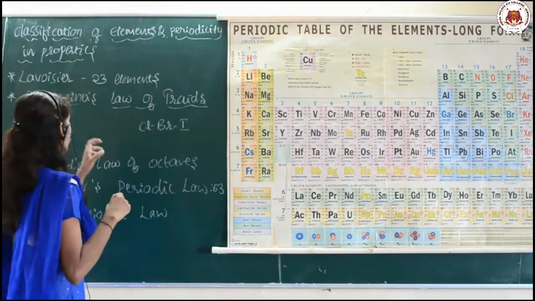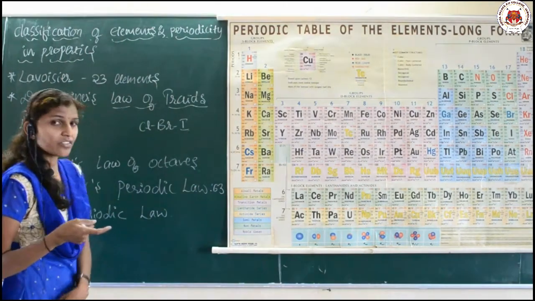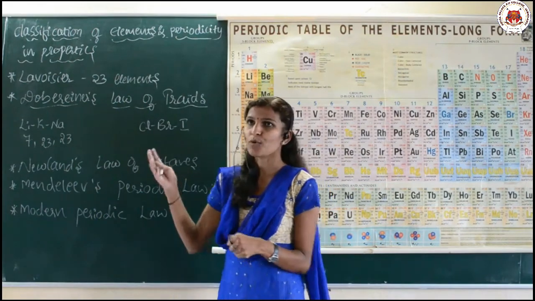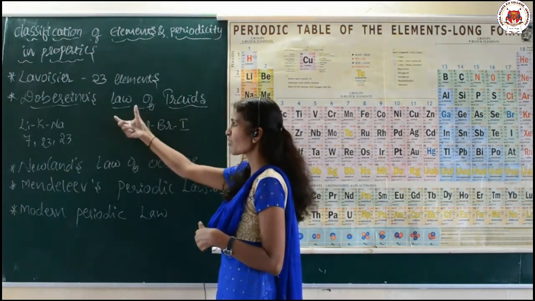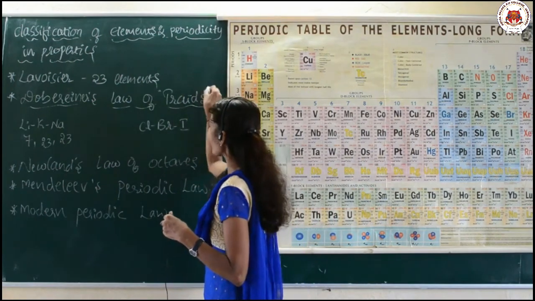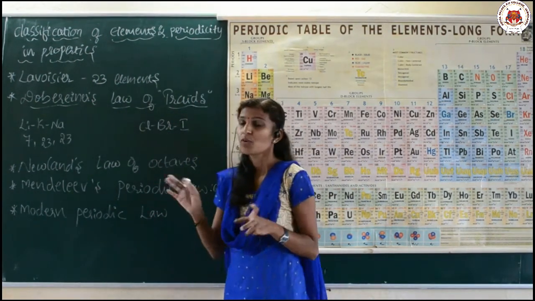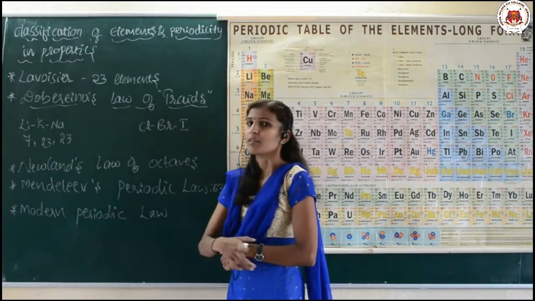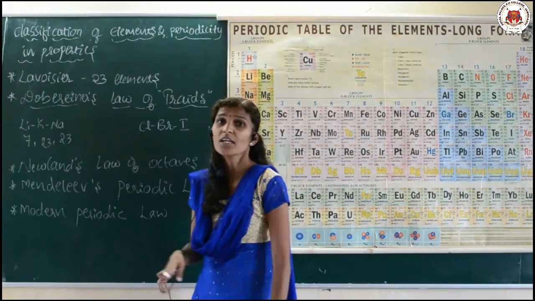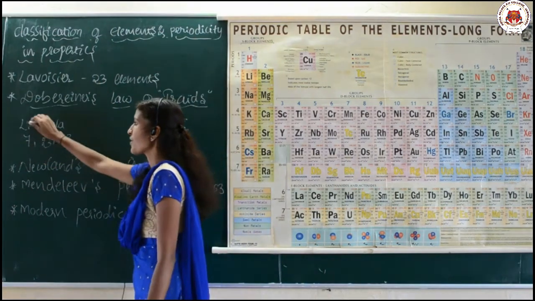Then let us see how the scientists step by step discovered some ideas. First Lavoisier discovered the 23 elements, and after that there is one more scientist, Dobereiner, that is Dobereiner's law of triads. See here, it is very important, he called it a triad. What is the meaning of triad? The meaning of triad is a set of 3 elements. A set of 3 elements is nothing but a triad.